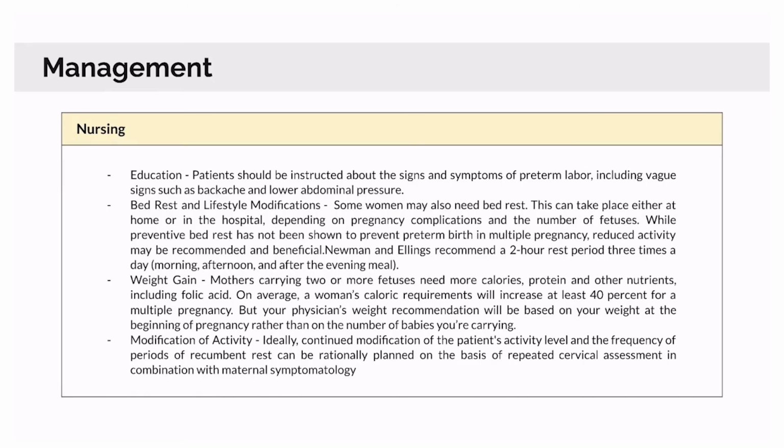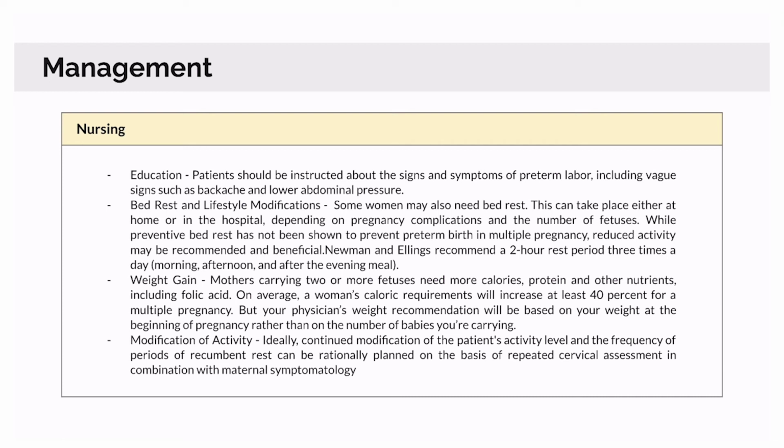Now let us move on to management. So first is the nursing management. First is education. As we all know, women who are pregnant with multiple babies are prone to preterm labor. So as a nurse, we should instruct the client about the signs and symptoms of preterm labor, including vague signs such as backache and lower abdominal pressure.